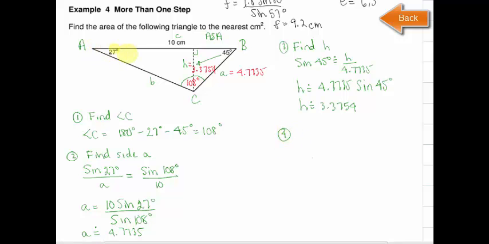Alright, so my last step then is to get the area, because I have all the information I need. I have the base of my triangle, which is 10 centimeters. I have the height of my triangle, which is 3.3754. And so area for a triangle is base times height over 2. My base is 10 centimeters. My height is 3.3754 centimeters, and so I will plug those numbers into my formula.